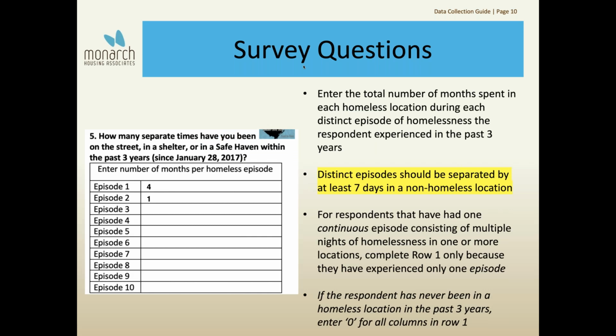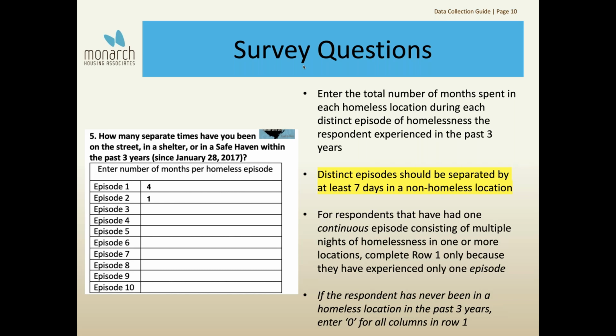For episodes of homelessness, how many separate times have you been on the street, in a shelter, or in a safe haven within the past 3 years? If they have not been homeless in the last 3 years, you would put 0 for episode 1 and then move on to the next question. If they state that they have been homeless on and off, you would enter the total number of months spent in each homeless location during each distinct episode. So each episode is separated by at least 7 days in a non-homeless location.